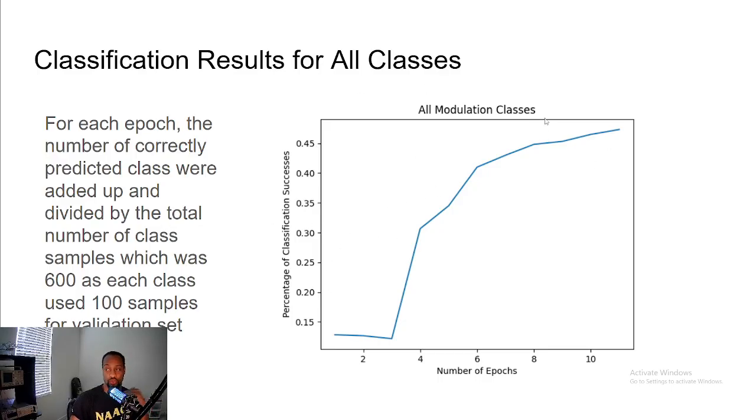And here, this graph shows, there were 100 tests for each modulation scheme in the validation set. So 600 in total, because 6 times 100 is 600. And then I went through and added up the correct ones. If it classified the modulation scheme correctly, I increased that number. If it didn't, I did not increase it. And so you'll see here for the total number of classification successes, at the beginning it's almost on the order of 10%, and it slowly increases to 50% after 10 epochs.